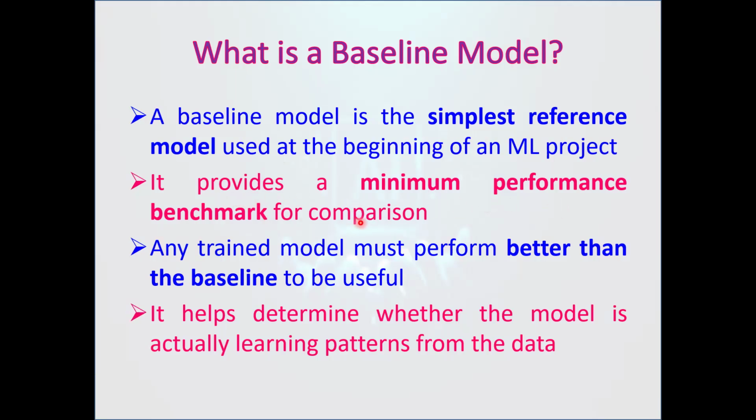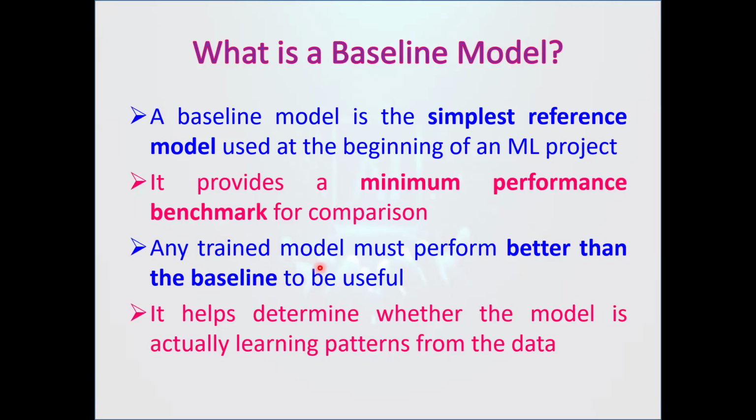And then it provides a minimal performance benchmark for comparison. The main function of the baseline model is to provide a minimum benchmark score such as accuracy, error rate, or loss values. This benchmark becomes the standard against which all future models are compared. If a new model does not perform better than this minimal level, it indicates that the model is ineffective and needs improvement. Thus, the baseline helps quantify whether progress is actually being made during experimentation.